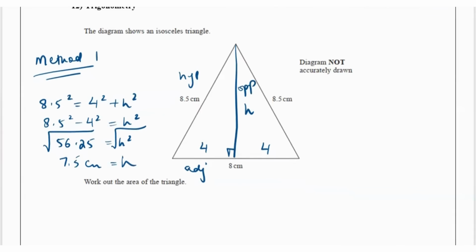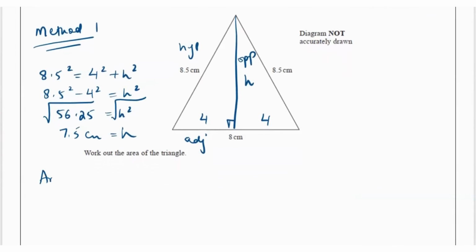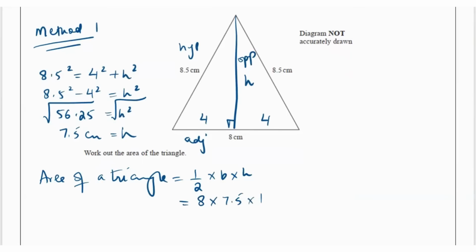Now that we have the height, we can easily use the area of the triangle formula, which is 1 over 2 times the base times the height. Base is 8, height is 7.5, times 1 over 2, which is going to give us 30 centimeters squared. That was the first method.